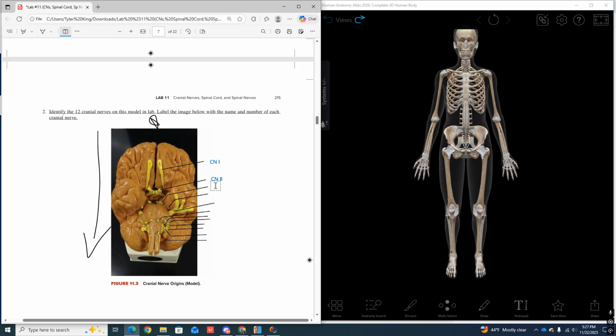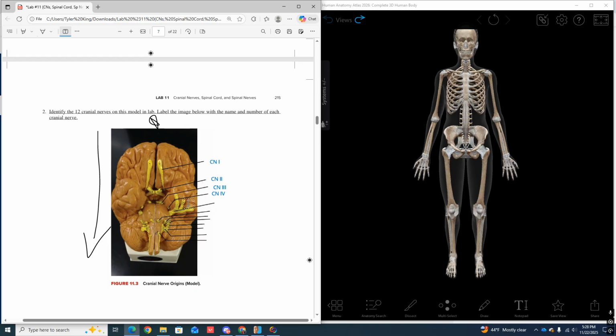Right below that, arrow right below that. So keep going down. So 1, 2, 3. That would be oculomotor down here. And then you just keep working your way down. What's right below that? That's number 4 down there, so that would be CN IV, the fourth one.